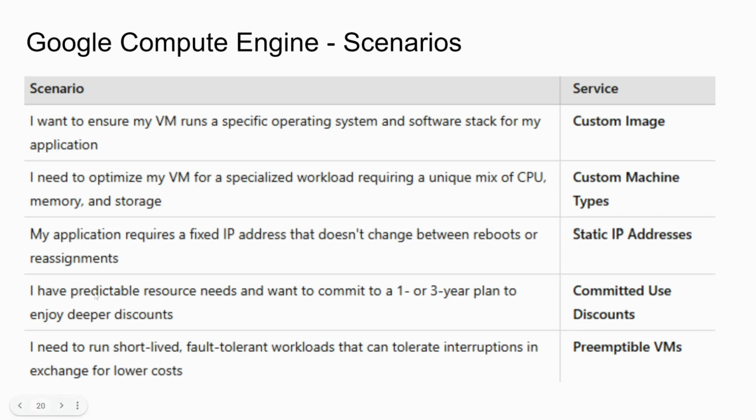Next, I have predictable resource needs and want to commit to a 1 or 3 year plan to enjoy deeper discounts. We can go with the committed use discounts, which we've already discussed. Next, I need to run short-lived fault-tolerant workloads that can tolerate interruptions in exchange for lower cost. Of course, we need to go with the spot instances or the preemptible VMs. Even in the exams, you'll get this kind of scenarios, so you should be able to select the proper service.